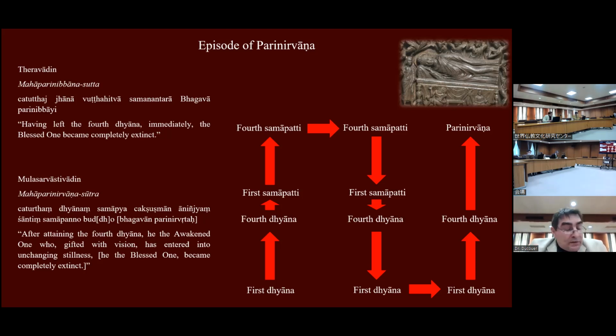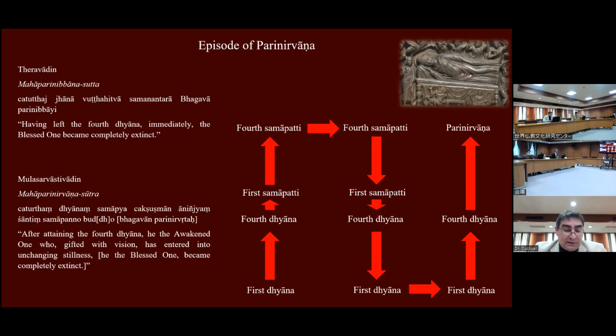What we should pay attention to here is the fact that the Buddha reached complete extinction only after entering the 4th degree of jhana, and not after reaching the 4th state of samapatti proper to the formless plane of Arupadhatu. What is more, where the Theravadin school represented the end of the Buddha's life by saying, I quote, having left the 4th jhana immediately, the Blessed One became completely extinct.